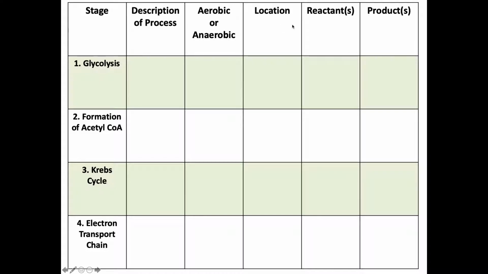And then you'll have to know where exactly in the cell or the mitochondria each stage takes place, and what the reactants are. That means what types of molecules are going into the process, and how many molecules there are. And then next, the products. That means you have to know the types of molecules that are made from each process, and the number of those molecules. So that's a lot to remember.